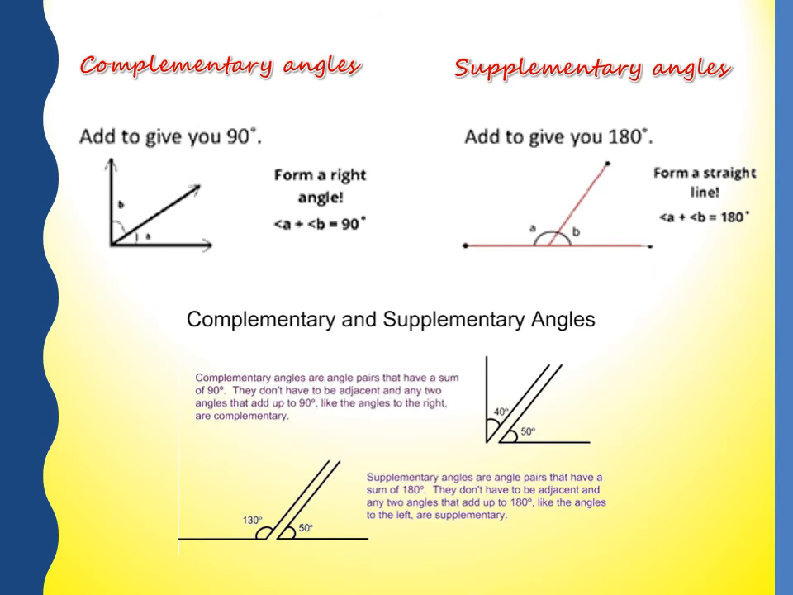Here let's have a summary on the previous information. Complementary angles add to give you 90 degrees. The two complementary angles form a right angle, while supplementary angles add to give you 180. Both of them form a straight angle.